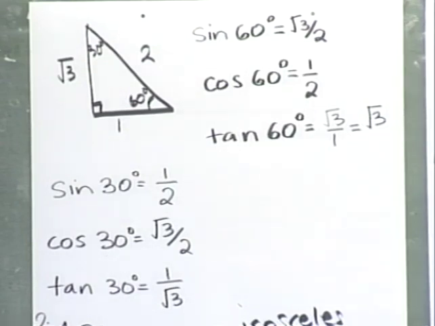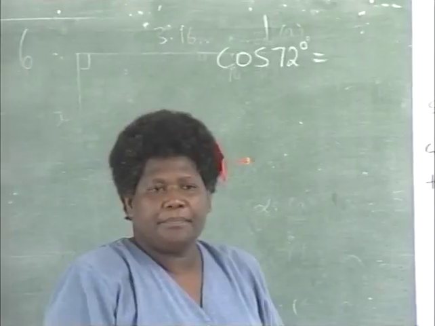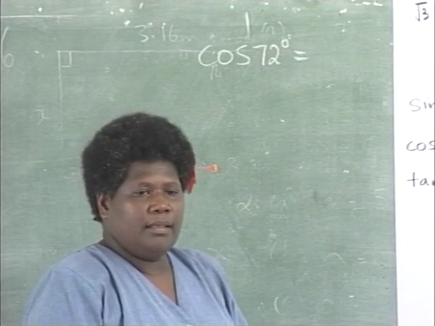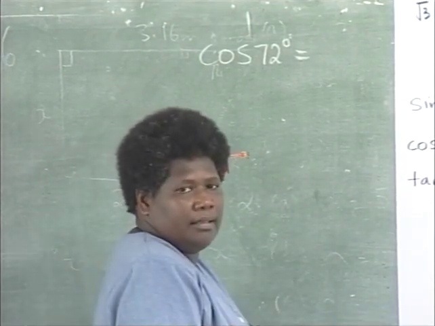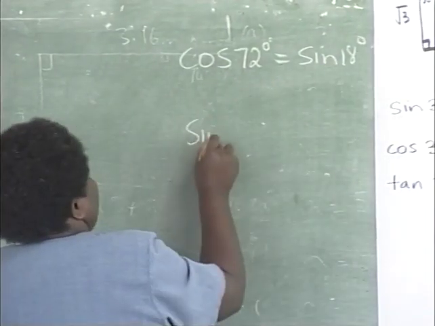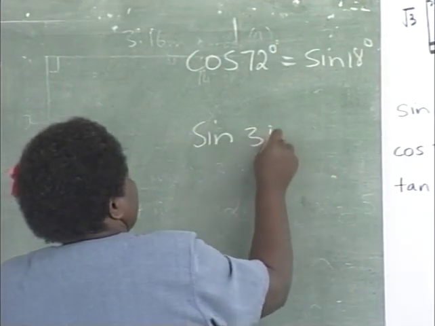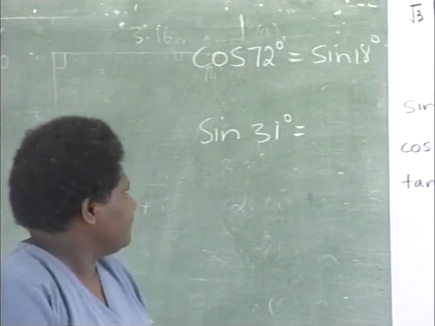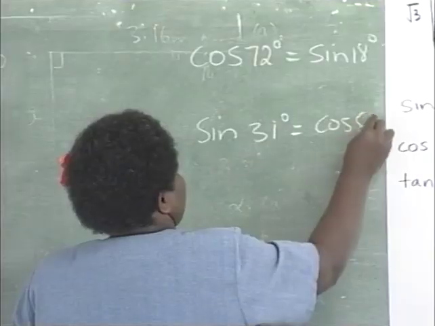So, if I asked you, cos 72 degrees will be equal to what? Sine of, Velma? Sine of 18 degrees, very good. And let's say sine of 31 degrees, what is it equal to? Hekoi? Cos of 59 degrees.